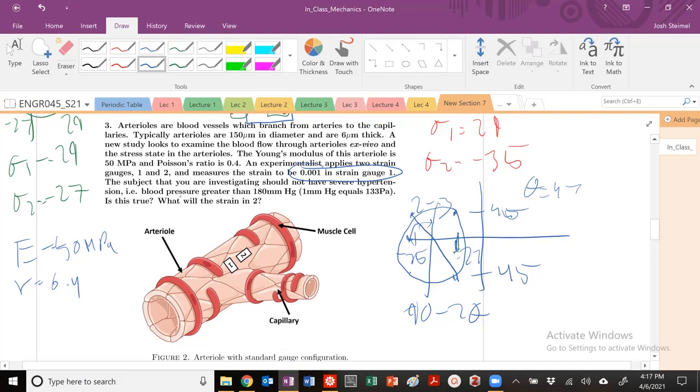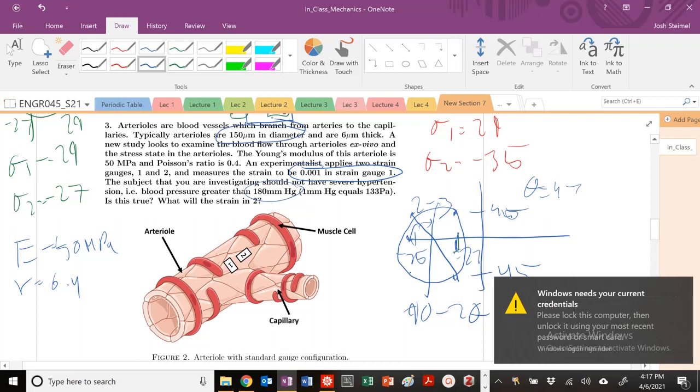We need to figure out whether the pressure in these should not exceed 100 millimeters Hg. 1 millimeter Hg is 133 pascals. Is this true? So first off, we saw diameter. I need my current credentials, but we're going to ignore that for now.